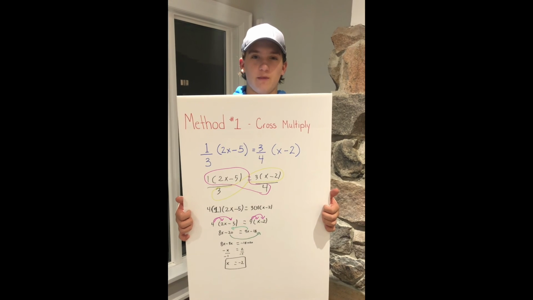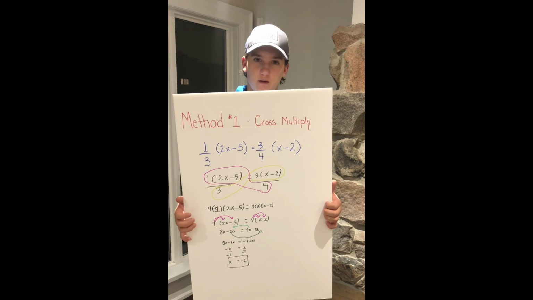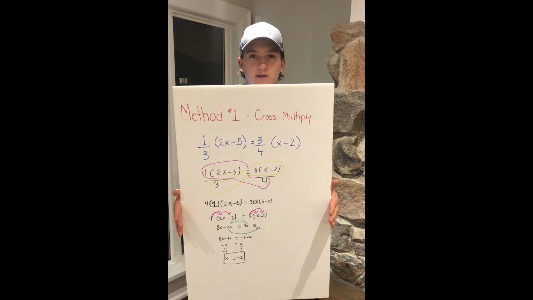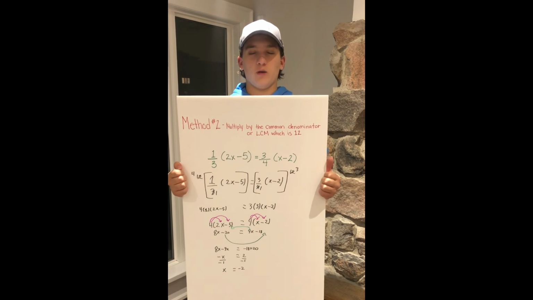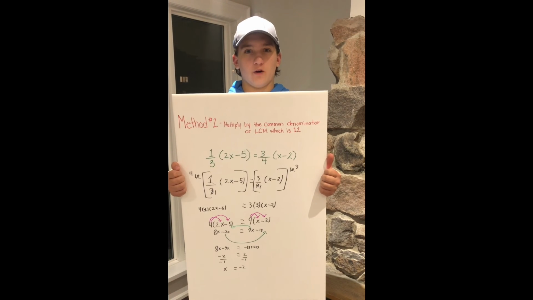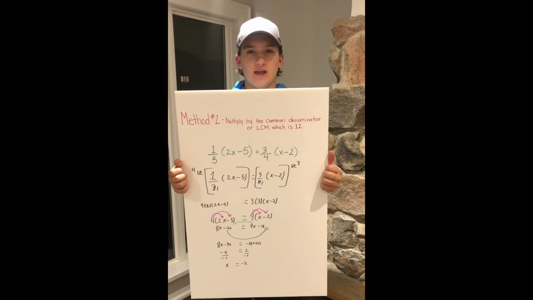This is how you get the same answer using two different methods. Method 1 being cross-multiplying, and method 2 being multiply by the greatest common denominator or lowest common multiple, which in this case would be 12.